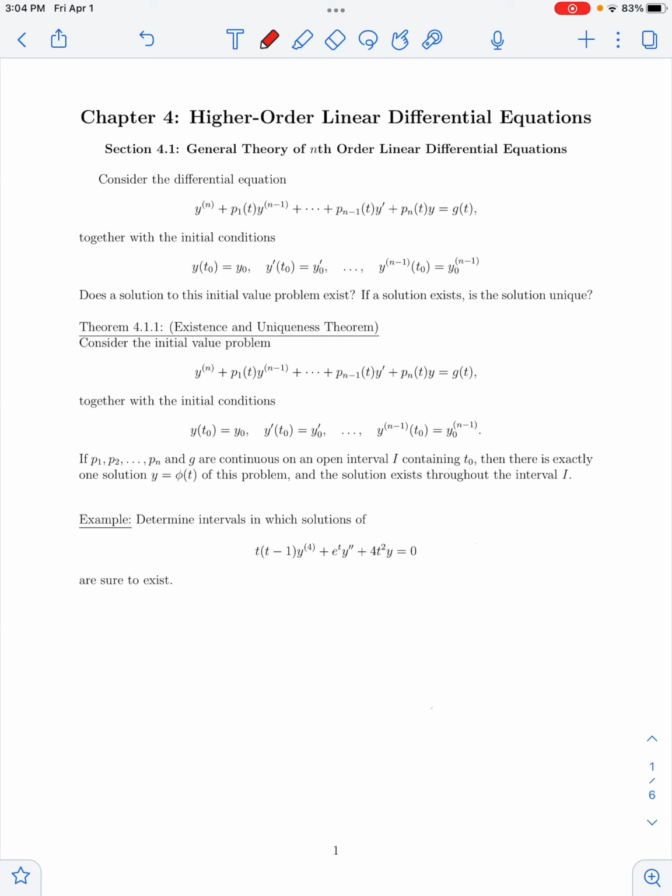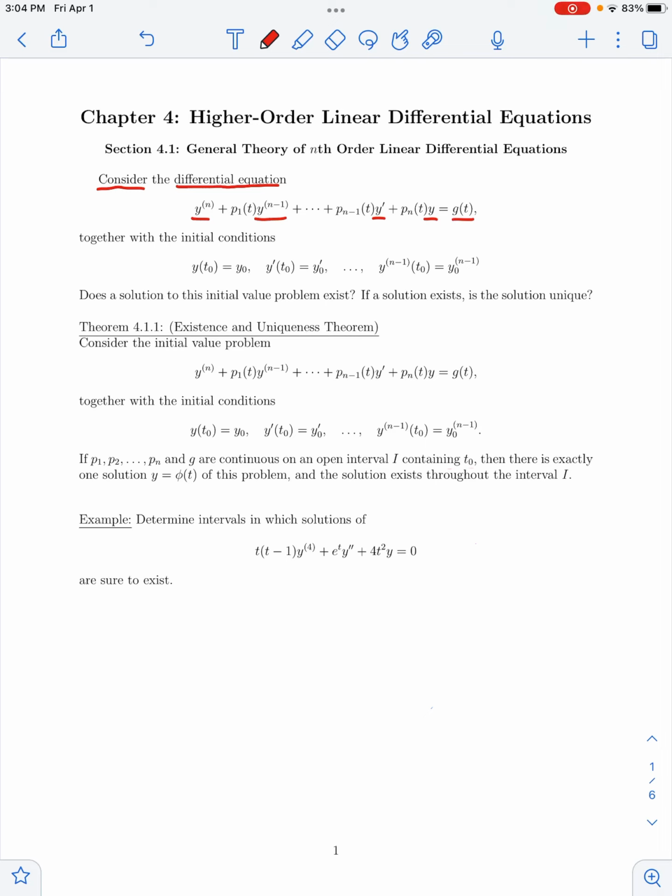So let's start by considering our problem of interest throughout this chapter. Let us consider a differential equation of the following form, which involves y, y prime, y double prime, triple prime, and so on, up through the n minus first and the nth derivative of y. So here we have this linear combination of y and its first several derivatives, and it's equal to some g of t function.